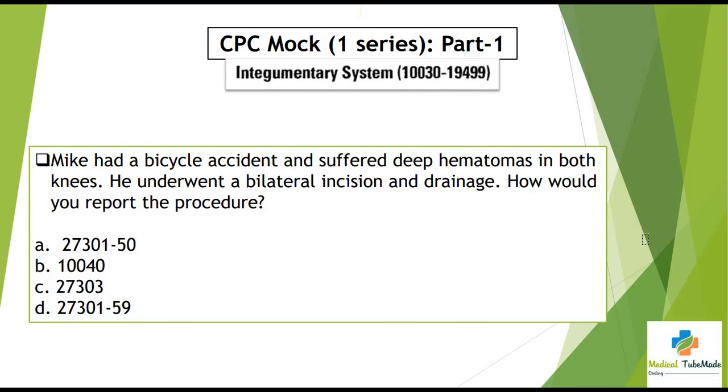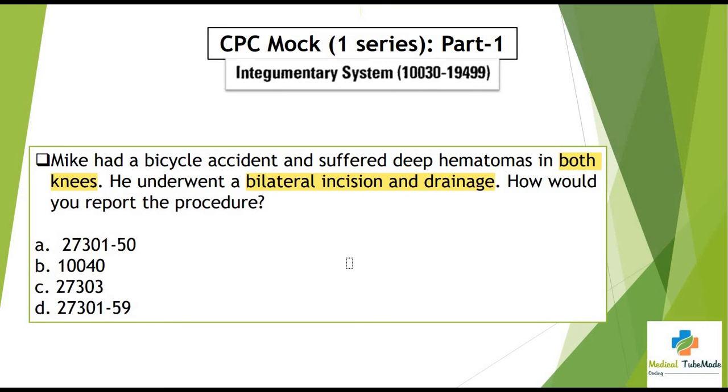So guys, the next question is: Mike had a bicycle accident and suffered a deep hematoma in both knees. He underwent bilateral incision and drainage. How would you report the procedure? It's a very easy question, I hope. Here you can see the patient had a deep hematoma in both knees, and he underwent bilateral incision and drainage. So how would you report?